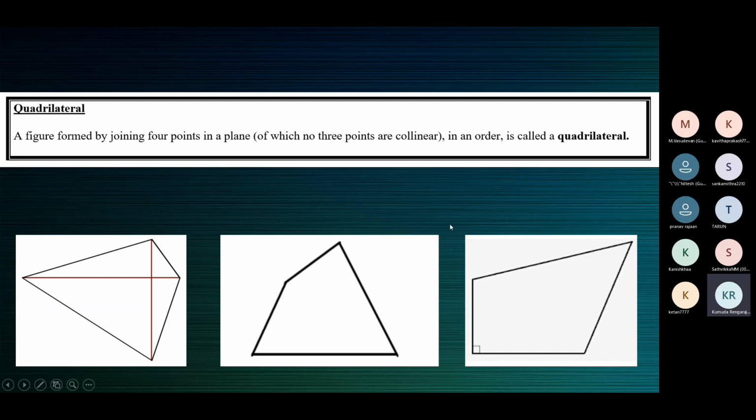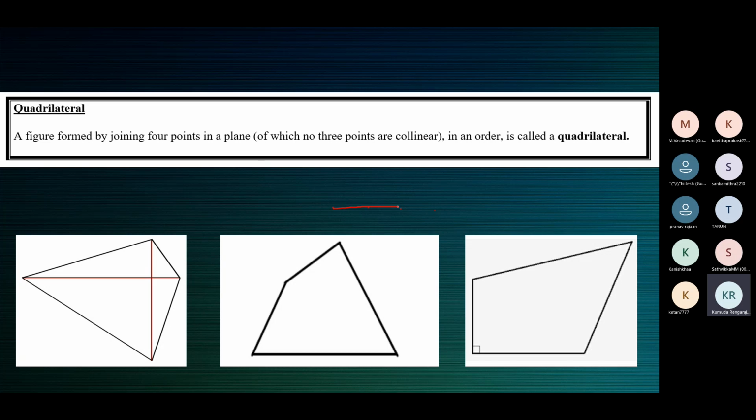So we are going to get started with a new chapter, quadrilaterals today. You are all aware that this is a part of the term 2 syllabus. Fine, let's define the term quadrilateral. To define or to draw a quadrilateral on a plane surface, we need 4 points.